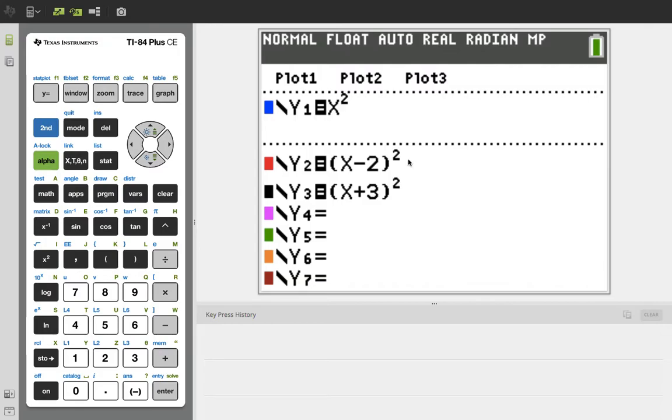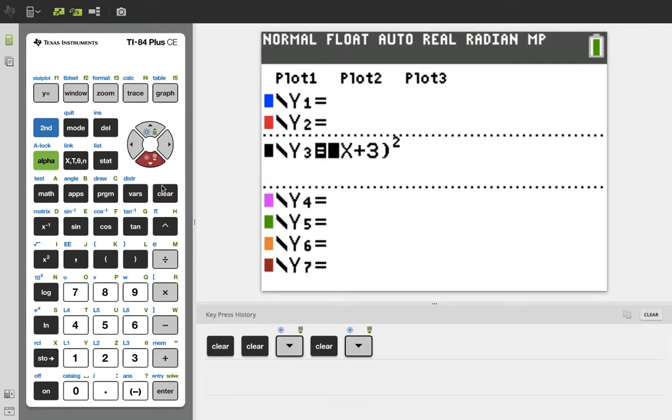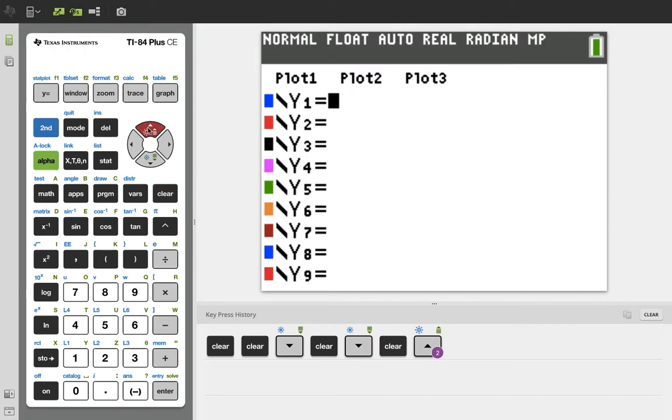All right, everybody. So I still have, you can see, the equations in from the last time we were together. I'm just going to delete these out of here. Okay. So the first equation that we are graphing is 2x.